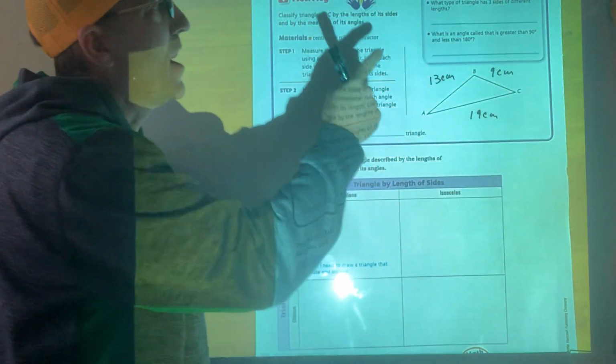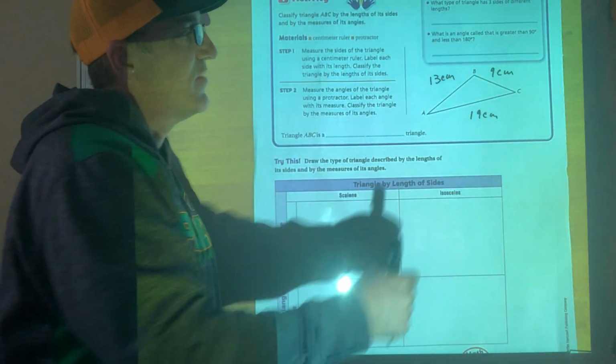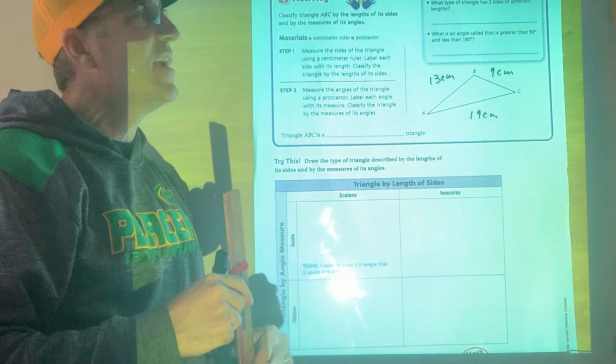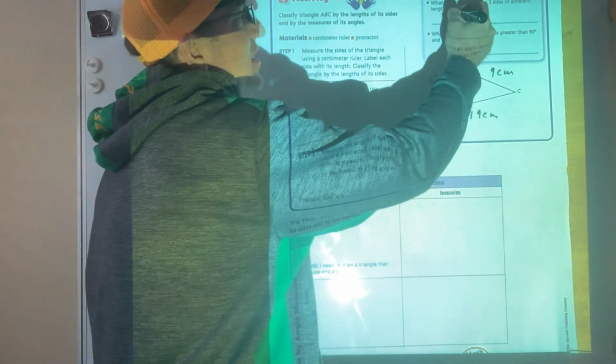All right, so what type of triangle has 3 sides of different lengths? We've got 19, 13, and 9. Remember, scalene is kind of like the weird looking one. It's scaly and strange. So this is gonna be scalene.